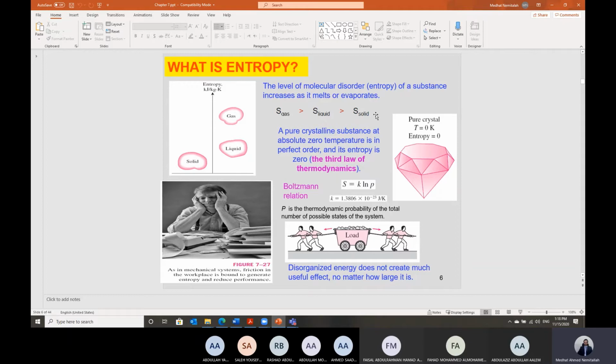But what is the reference point at which we consider the entropy equal to 0? Based on the third law of thermodynamics, we assign a value of entropy equal to 0 when the absolute temperature is equal to 0 Kelvin. And this is the third law of thermodynamics. The third law of thermodynamics states that the entropy should be equal to 0 when the temperature is equal to 0. Okay. Boltzmann also developed a relation for how to calculate the entropy for a given gas at a given condition.